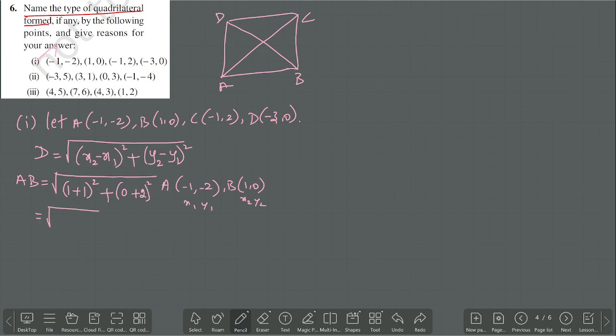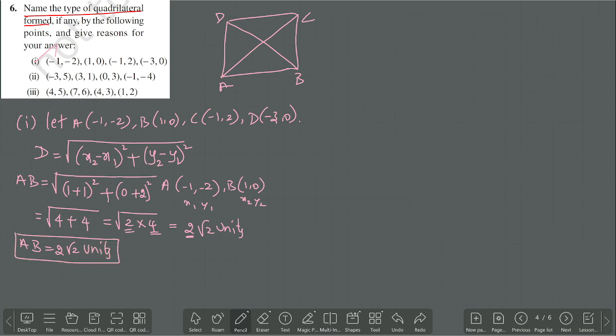Right. So 1 plus 1 is 2, 2 squared is 4, and 0 plus 2 is 2, 2 squared is 4, which is equal to the square root of 2 times 4. Which is equal to 2 root 2 units. The 4 I am writing as 2, and the 2 I cannot take a root of, so I write root 2. Understand? So AB equals 2 root 2 units.